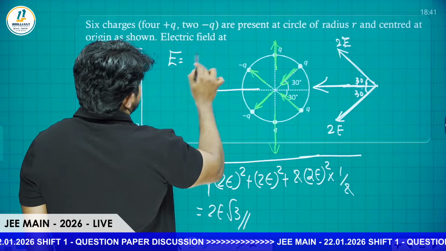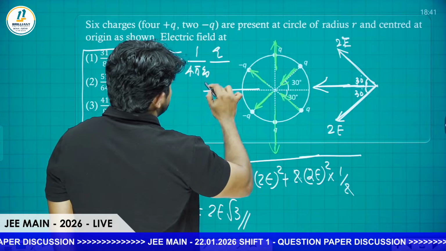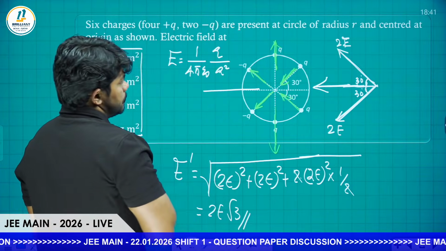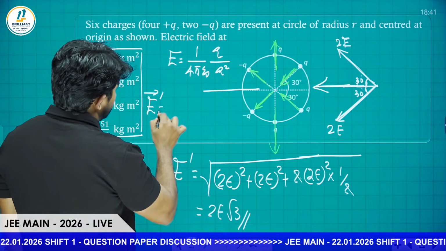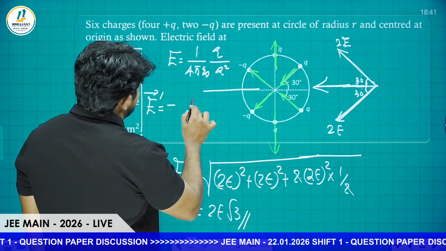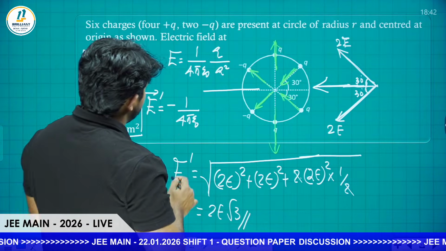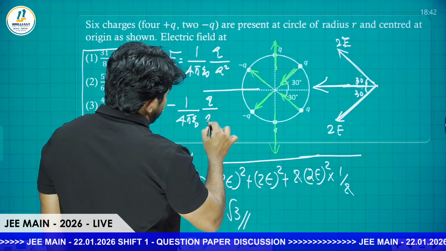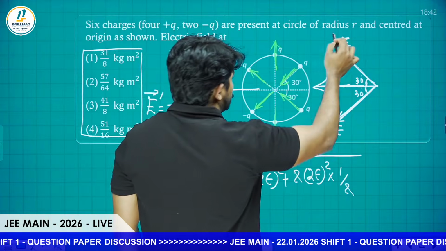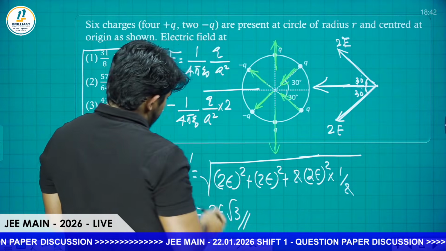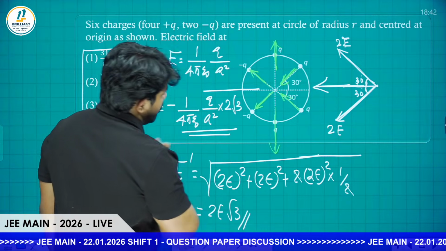And here also we can find the electric field. What is the electric field here? It is 1 by 4 pi epsilon 0 q by, what will be this distance? a square will be the distance, right? So what will be the effective field in vector form? In vector form it should be minus of 1 by 4 pi epsilon 0 q by a square. That will be the value of E, and we have to calculate 2E. So there will be a 2, and obviously there is a root 3 also.